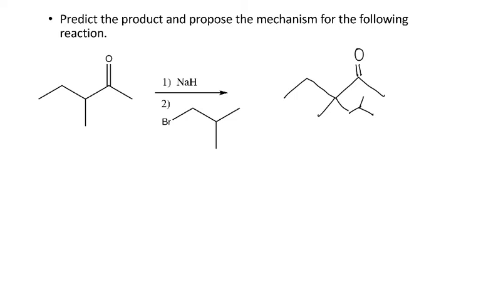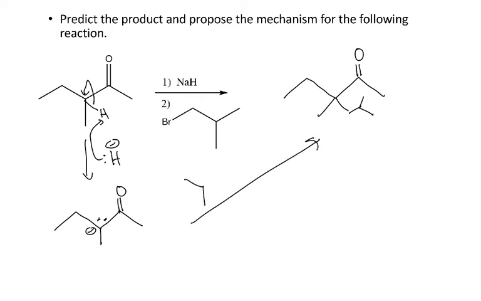All right, now if I want to draw the mechanism, first I'm going to deprotonate my ketone using this strong base to form the enolate, and then the enolate is going to serve as the nucleophile in an SN2 reaction on this alkyl halide. So the first step is to deprotonate my alpha carbon. Give me that enolate. Then I'll have an SN2 reaction, where we're going to attack and pop off the leaving group, which will give me my final product.